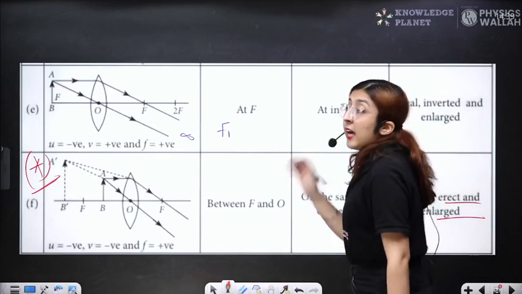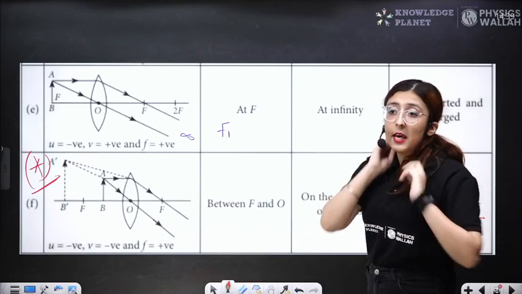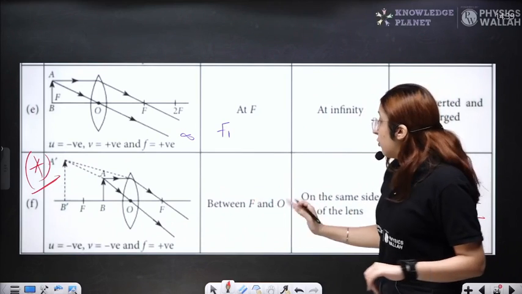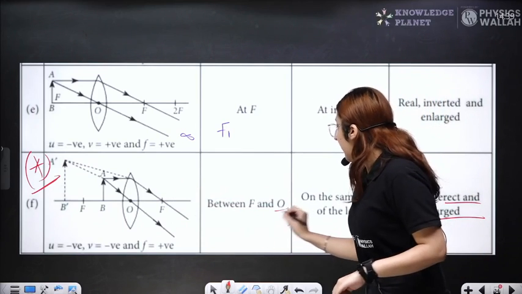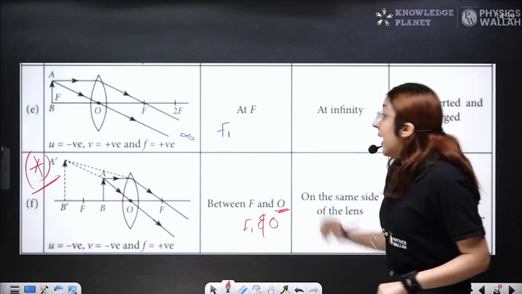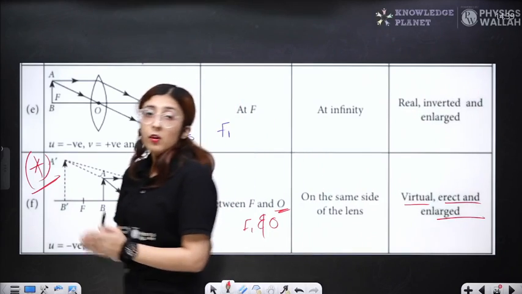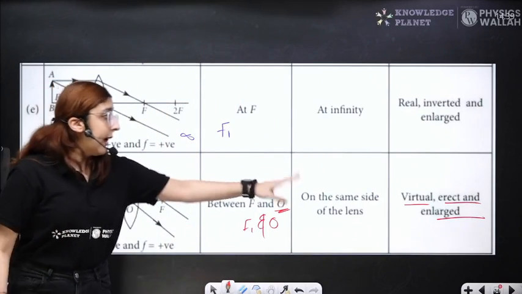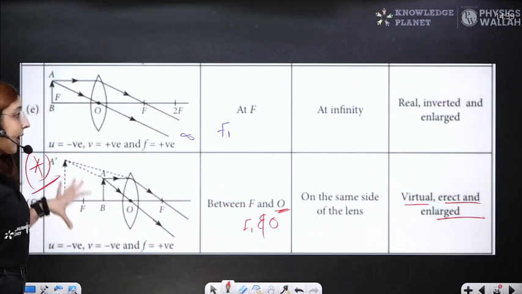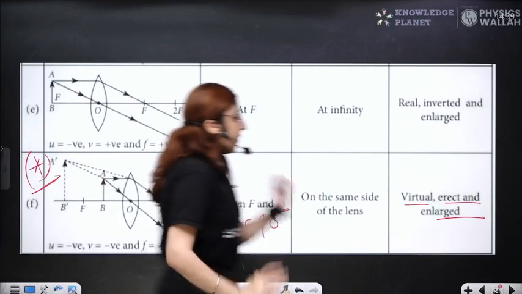Exceptional case. Keeping the object very, very close to your convex lens. As you are going to keep it very, very close, right? So, when you are going to keep it between optical center and F1, okay, yes, on the same side of the lens, you are going to get your image. Virtual, moreover, erect and enlarged. Have a look. Yeah, exceptional case. Okay? Yeah, now your convex lens is over.